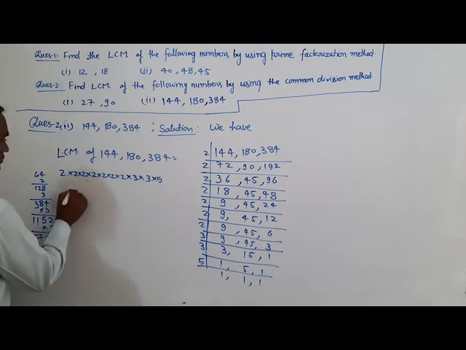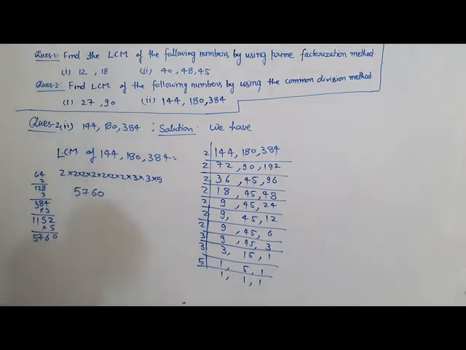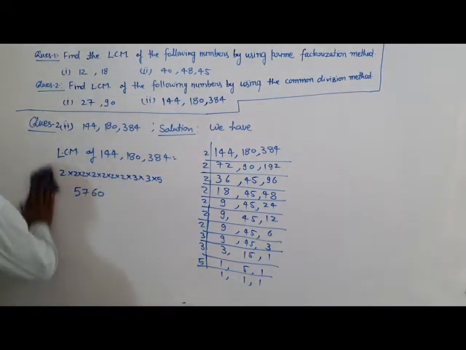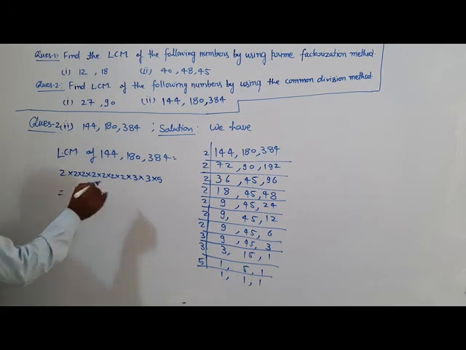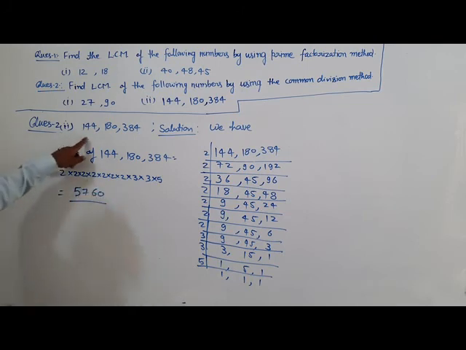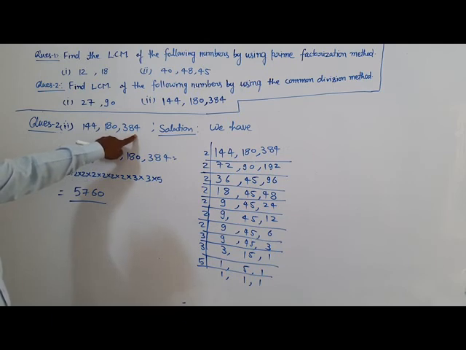So LCM is equal to 5760. This is the LCM of the given numbers 144, 180, 384.